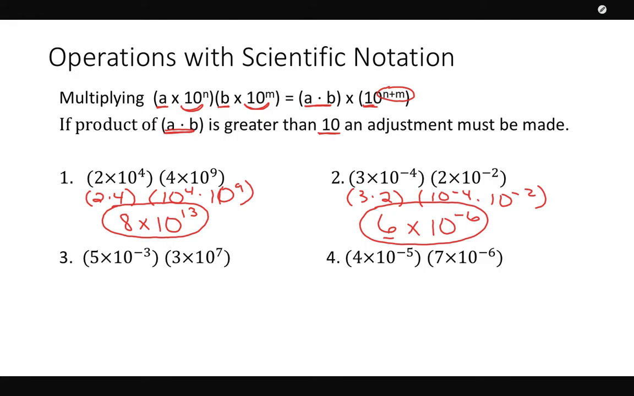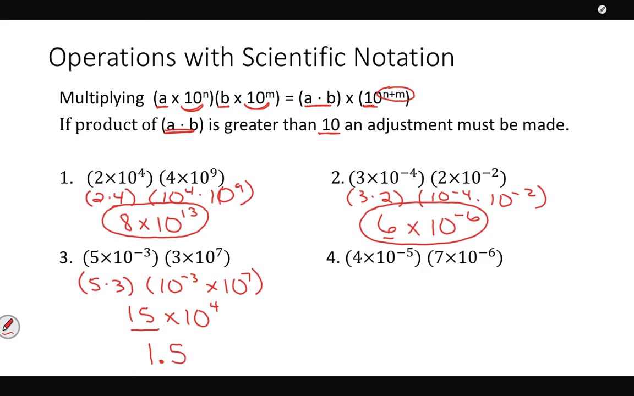So we take a look at number 3 here. Again, we have 5 times 3. Then we have the 10 to the negative 3rd times the 10 to the 7th. So 5 times 3 is 15 times 10. Negative 3 plus 7 is to the 4th power. But this time, 15 is not between 1 and 10. So we must make the adjustment.